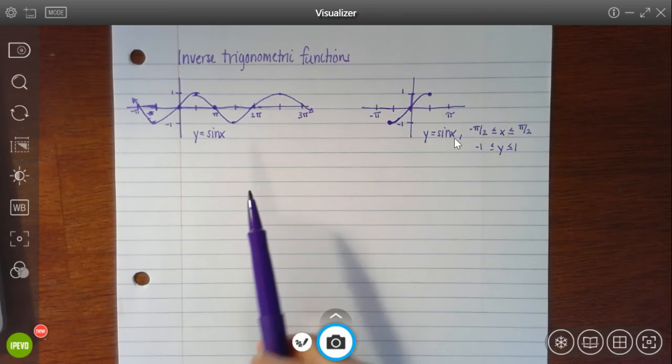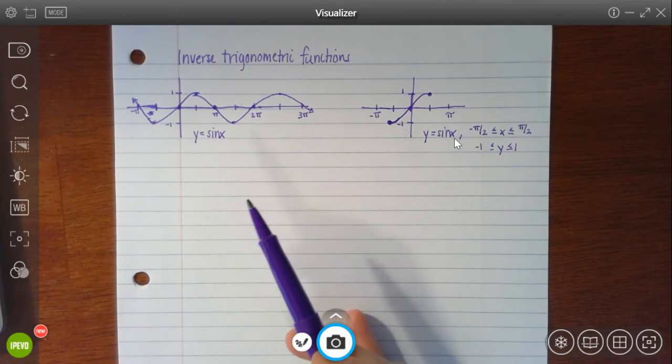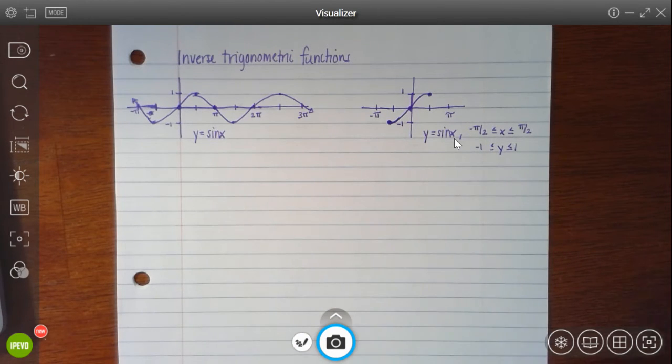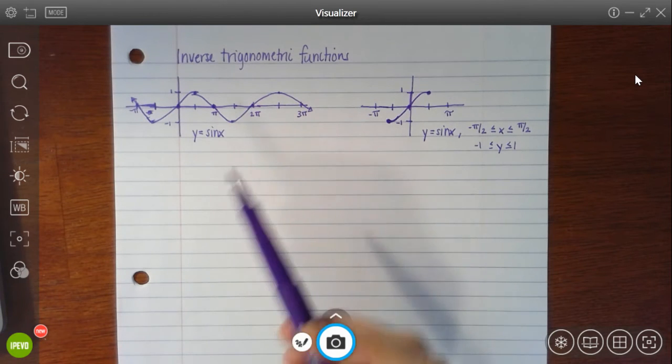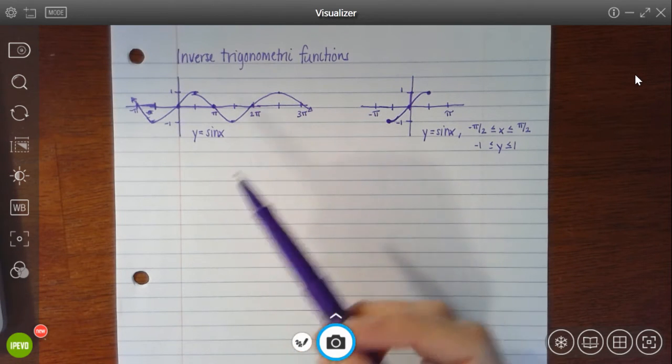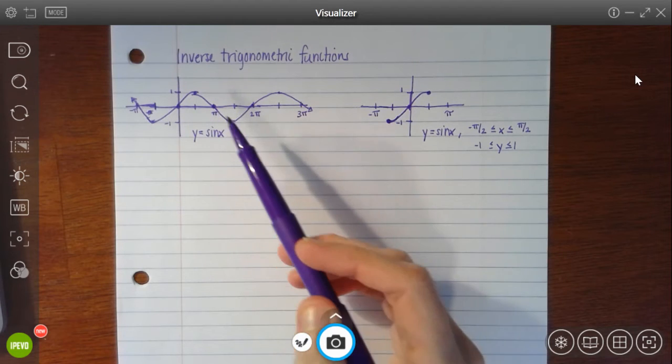Guys, in this video we're going to look at deriving the derivative of the inverse sine function. So we're going to just do a quick start by looking at the function for sine of x itself. You might remember from pre-calc that this is the graph for y equals sine x.